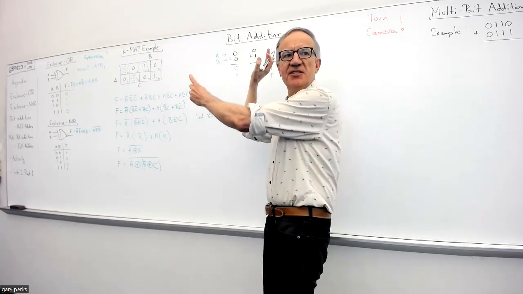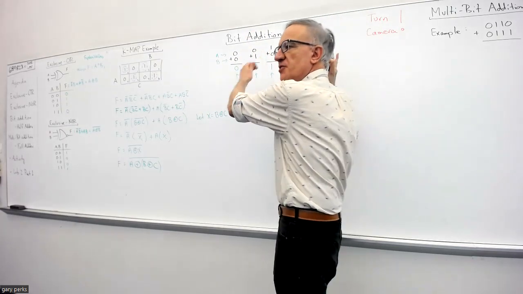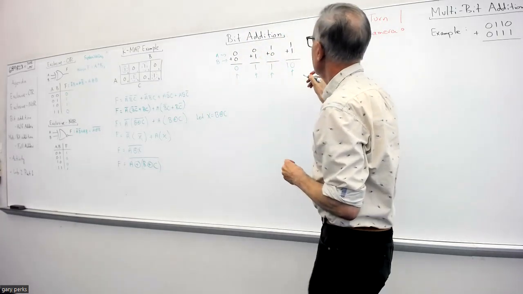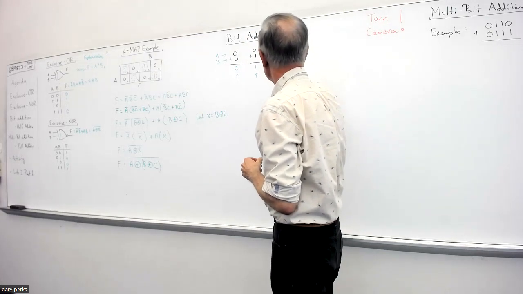Least significant bit, most significant bit, right? Least significant bit is the bit furthest to the right, most significant furthest to the left. Okay, well, this least significant bit of the result, we're going to leave with S.